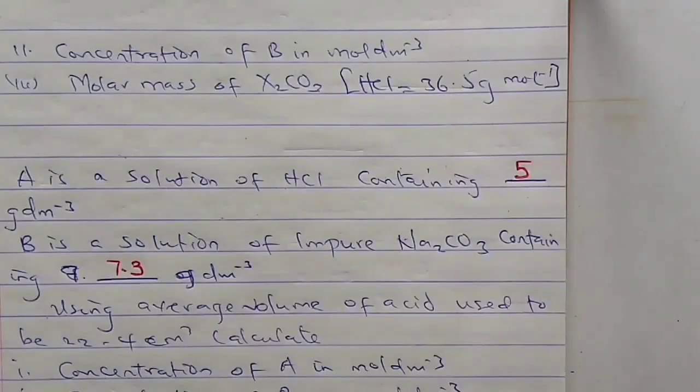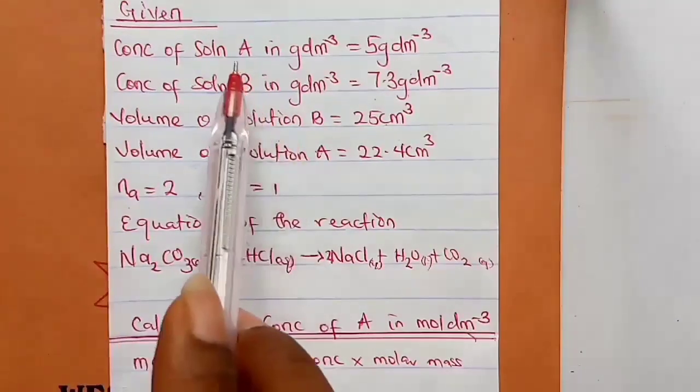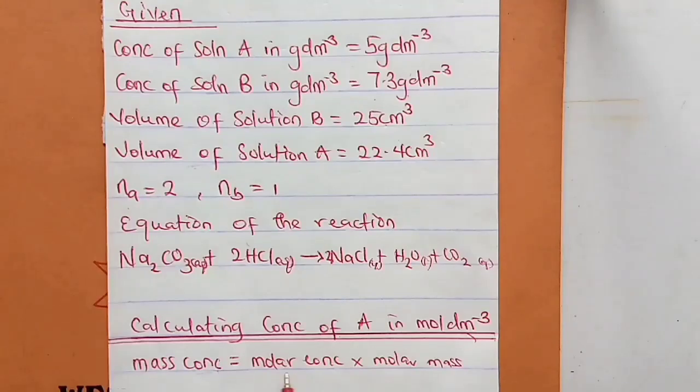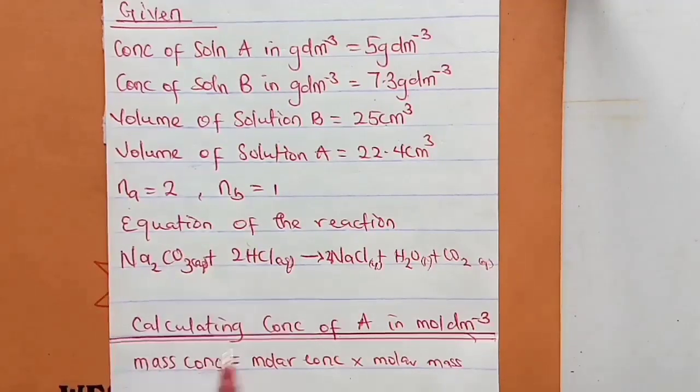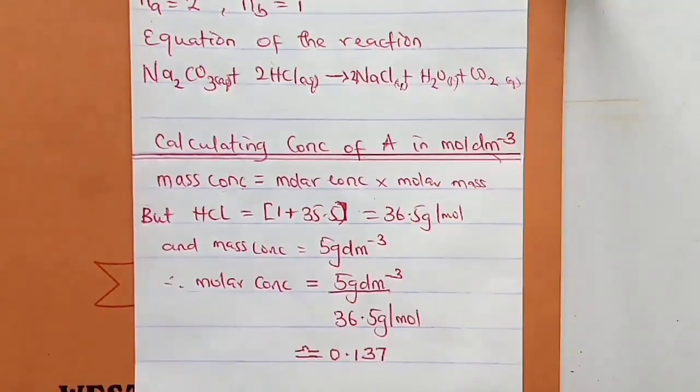The first question asks us to calculate the concentration of A in mole per dm cube. The best relationship to use is the mass concentration of A in gram per dm cube against the molar mass and the molar concentration. If we use the mass concentration, which is 5 gram, the molar concentration can be gotten since we know the molar mass of A to be 36.5. Don't forget to use your calculator. Okay, this is our answer. And don't forget to insert the unit of the quantity.